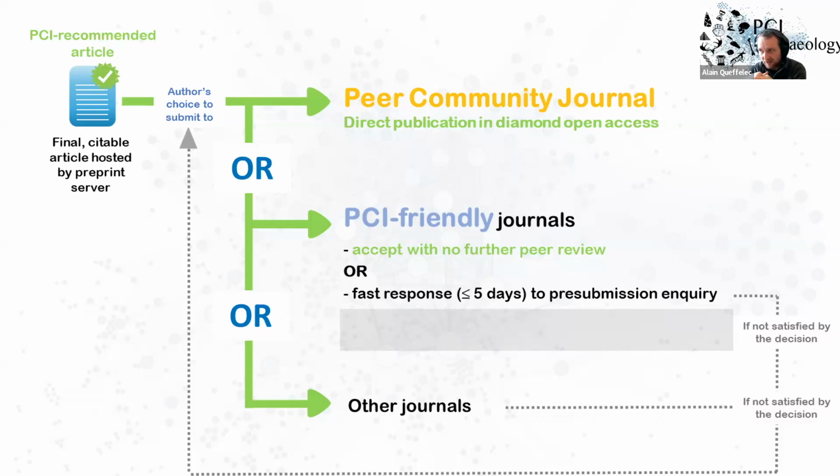But we also have PCI-friendly journals. These are journals which we have contacted, and they accept to receive recommended preprints as new submissions. Some of them will automatically publish the paper without adding further peer review. Some of them will have a quick look at the preprint and quickly answer the authors about whether they will send it to a new round of peer review or not. And of course, you can still submit to any journal, PCI-friendly or not, because your paper is not published, it's just recommended and it's still a preprint. So you can submit to any journal you want.